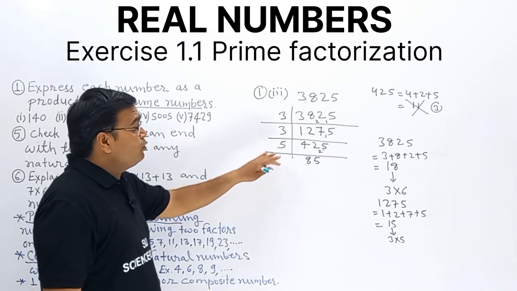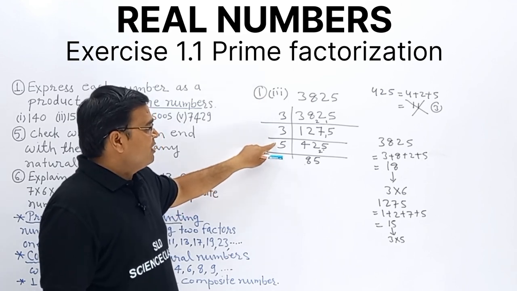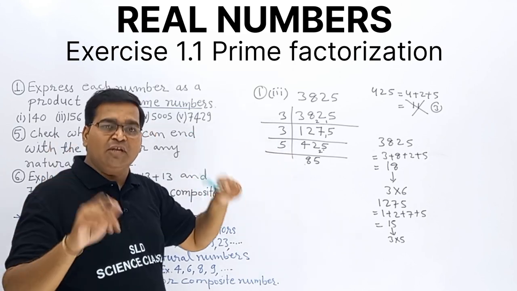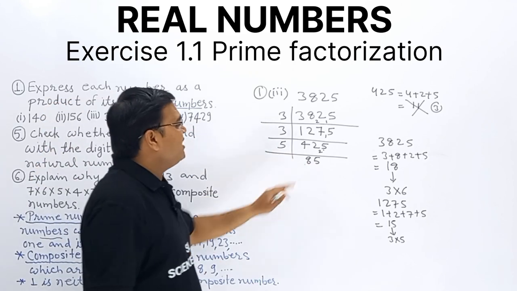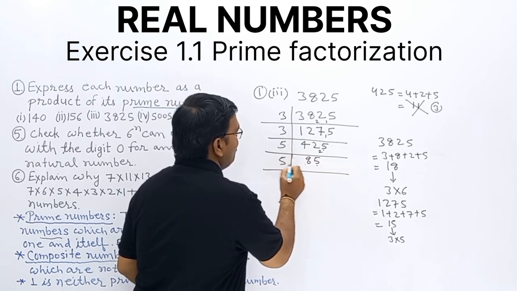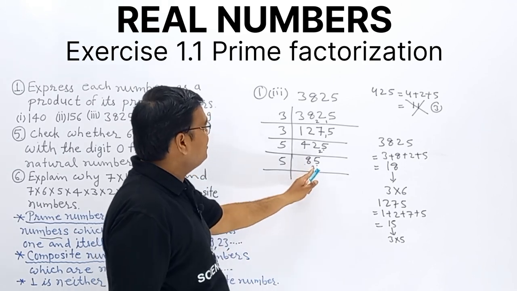Again, now it is not necessary to check 3 and 2. It means after this one, this number will not be divisible by 3 or 2. So the unit place has 5, so we will divide this number by 5. How many times? 1 time. 3 is remaining, 5 plus 3 is 8, 3 is remaining, 35.